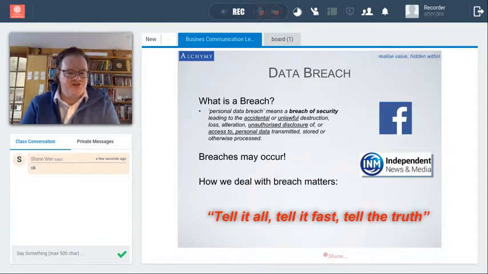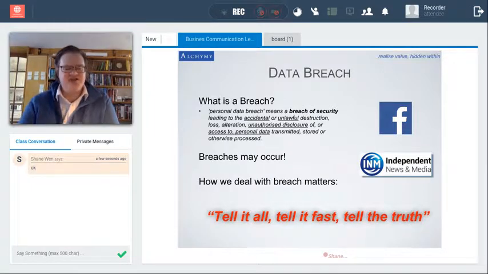The statement at the bottom of the screen: tell it all, tell it fast, tell the truth. That's the approach of the UK Data Commissioner. So what she has said is, look, breaches will occur. What you need to do is fess up, tell it all, tell it fast, and tell the truth. That's the best way to comply with data protection. If you have a breach, get it out there.